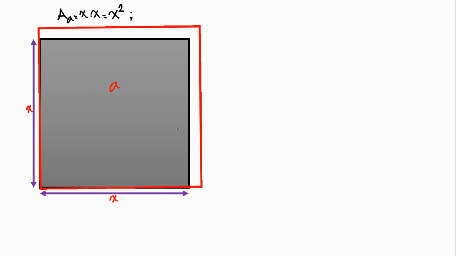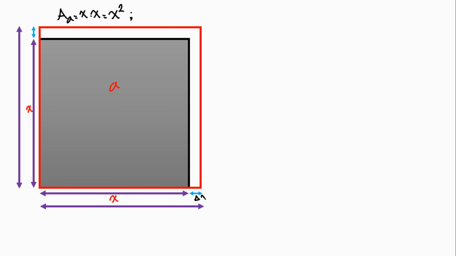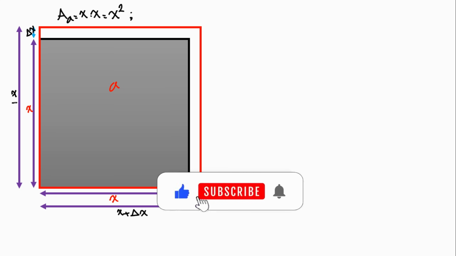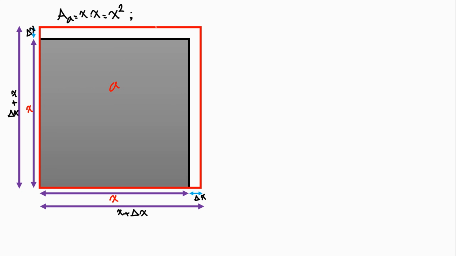Let's say the side grows just a tiny bit, from x to x plus a small amount, delta x here and delta x here. So we have x plus delta x here, and x plus delta x here. Let's call the bigger square B. So A sub B equals A sub A plus the new area.